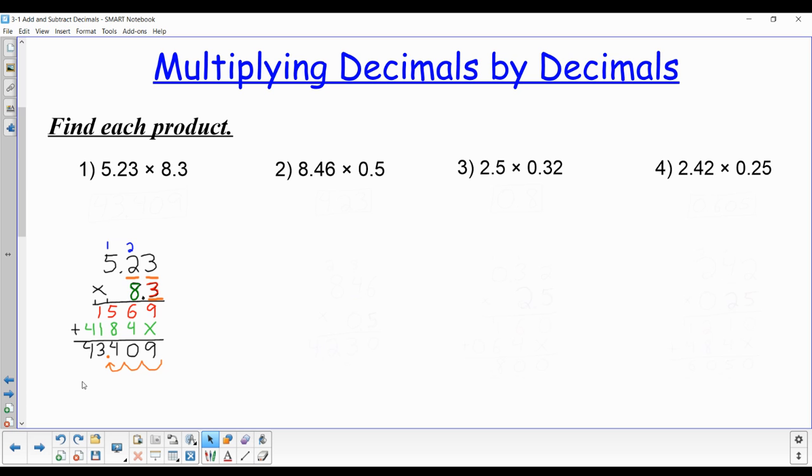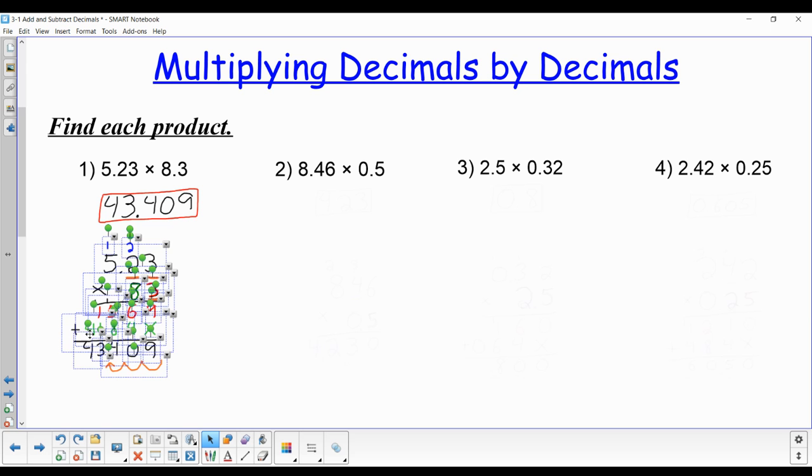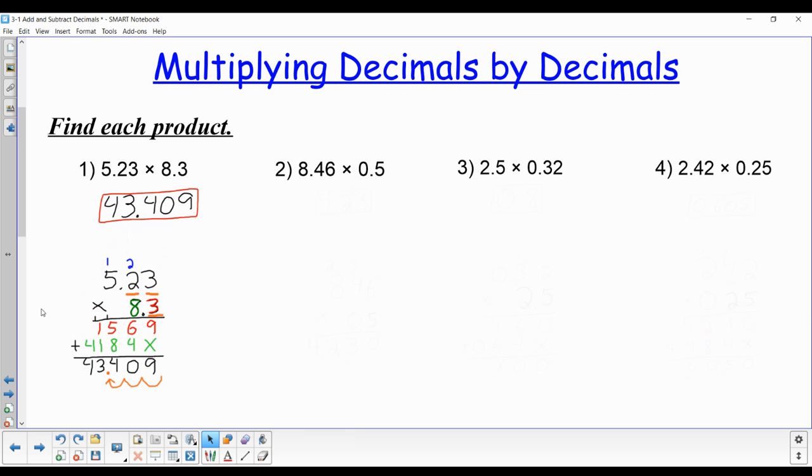Now, doing this work here is called your computation work. Computation work is adding, subtracting, multiplying, dividing. It's doing the work. When you do algebraic work, it's how you lay out your answer. So for example, 5 and 23 hundredths times 8 and 3 tenths, the answer should go right under the multiplication symbol. And the answer is 43 and 409 thousandths. And that's your answer for number 1.